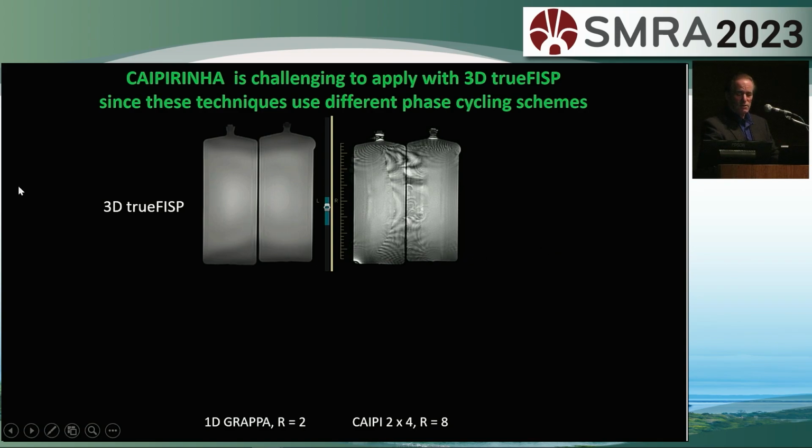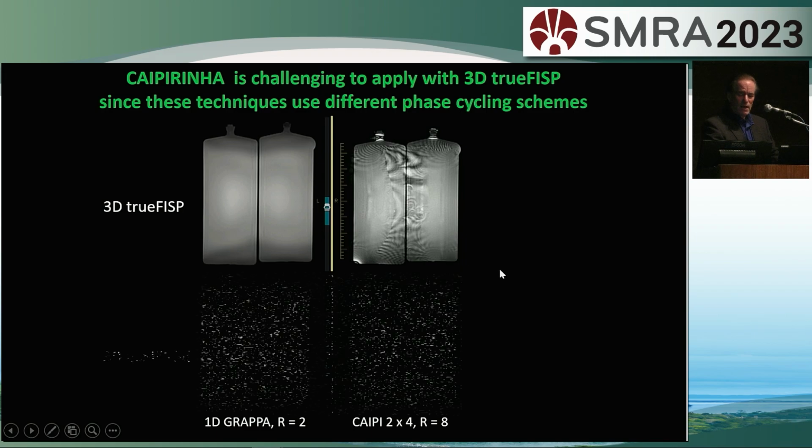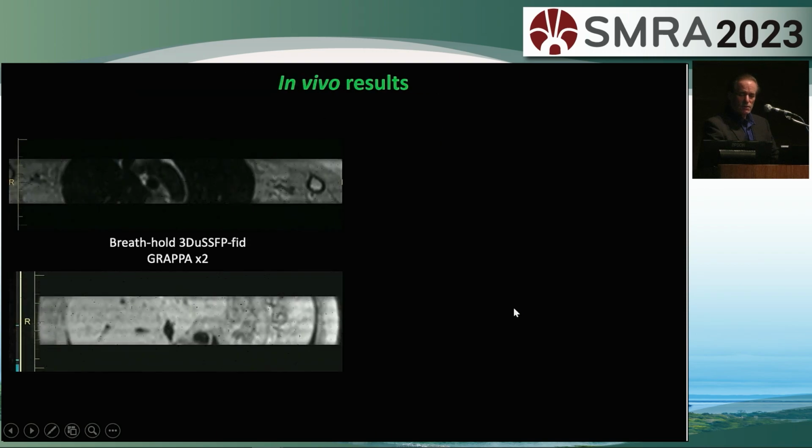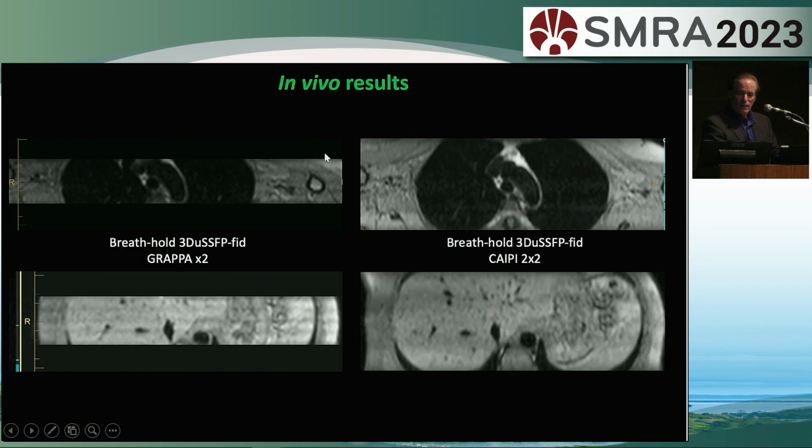And so here's a comparison of a 3D true FISP in a phantom, and this is with an 8-fold acceleration. We see quite severe artifacts. However, if you use an unbalanced sequence, the artifacts are mostly absent. So let's look at some in vivo results. This is a breath hold unbalanced SSFP sequence, and you can see how much coverage you can get in a single breath hold is rather limited. And here with the CAIPIRINHA acceleration, we can go much better.